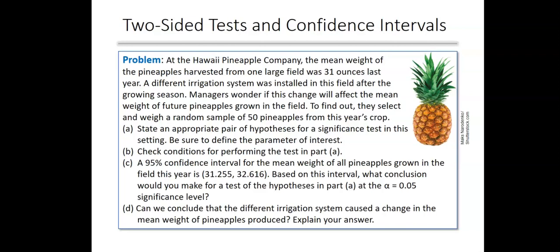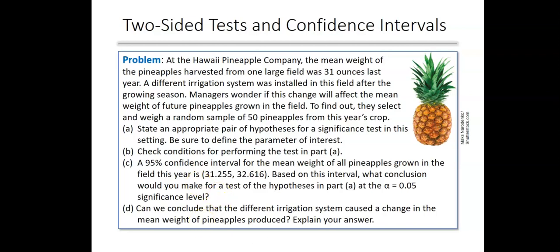Can we conclude that the different irrigation system caused a change? Well, here's where it gets tricky, because correlation doesn't prove causation. Is this a randomized controlled experiment with a random assignment of treatment? It doesn't seem like it, because they just installed this irrigation system in one of the fields. It didn't say it was randomly assigned. We have nothing to compare it to. Instead of being the irrigation system, maybe it was just a better year for crops the next year. Maybe the weather cooperated. So there could be some other variables or factors. So I don't think we know the answer to that for D.